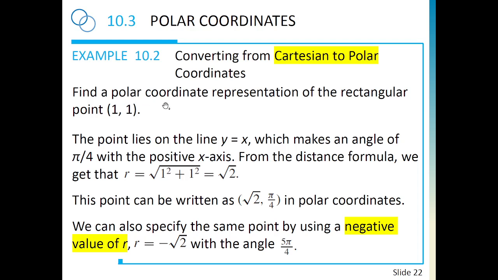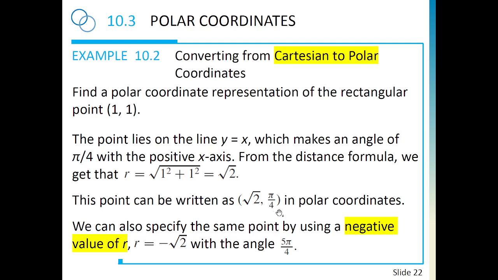So here again, find polar coordinates of the rectangular point 1, 1. Rectangular point meaning Cartesian coordinates. So the point is 1, 1, so it's in the first quadrant. y over x is 1, so tan inverse of 1 is pi over 4. So we know the angle. And then to find r, the distance from the origin, it's the radical of x squared plus y squared. So r is radical 2 and the angle is pi over 4.